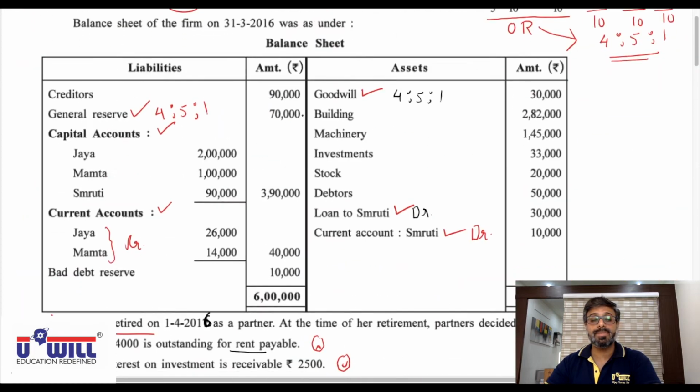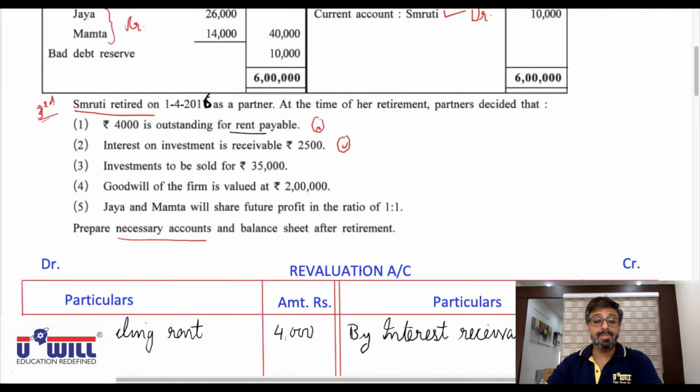Then next adjustment, investment to be sold for rupees 35,000. Investment to be sold for 35,000.